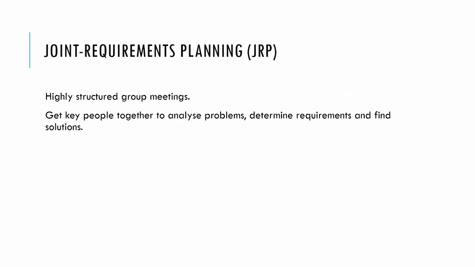This last one is joint requirements planning, or JRP. It's an unusual method which requires a very sophisticated and well-trained person to run these meetings. It's a highly structured sort of meeting which has particular points and directions. But the thing is to get people together. What happens with interviews and questionnaires is it can be a siloed approach. So you can get people together to analyze the problems and determine requirements and find solutions together, because people sometimes are saying things that conflict with each other.